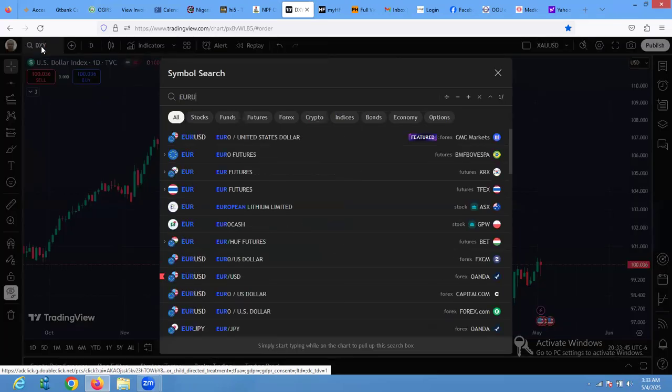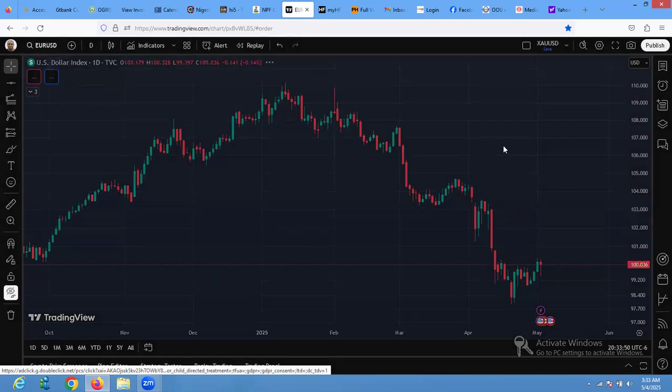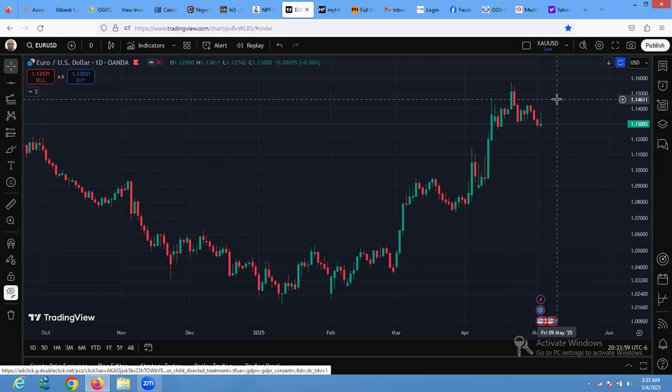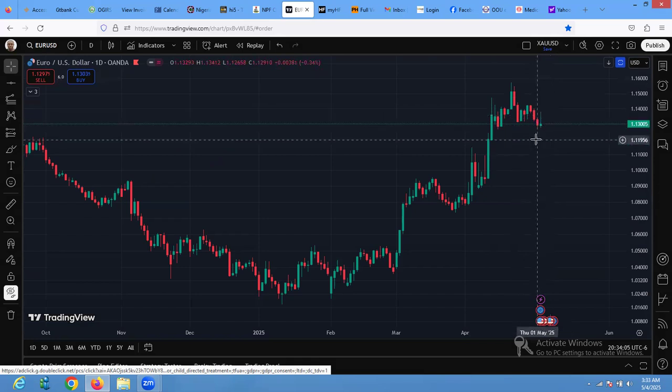On EUR/USD, it's also similar. Now, you don't know where this is going to turn around and begin to go up again. So we still believe that this is a wave 4, which is almost being completed.